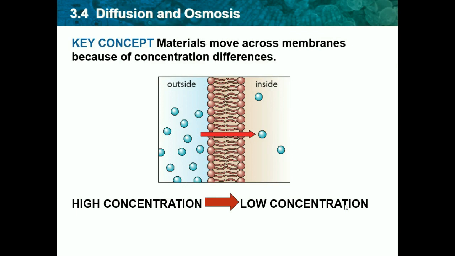Today we will be learning Chapter 3, Cell Structure and Function, Lesson 4, Diffusion and Osmosis. So our key concept for today is materials move across a membrane because of a concentration difference. And a concentration difference is basically just the difference between the two concentrations on each side of whatever you're talking about.